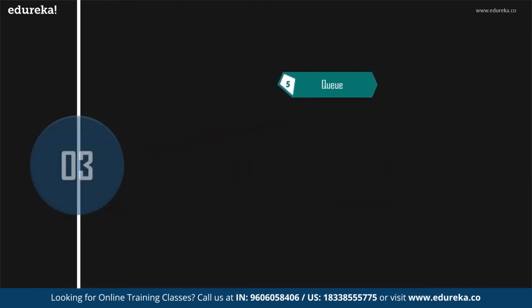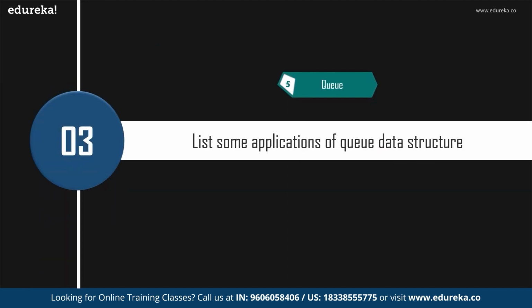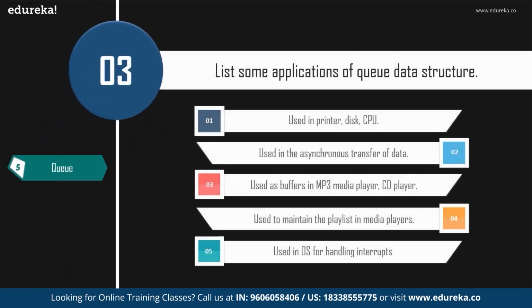The next question is, list some applications of queue data structure. The first one is that queues are widely used as a waiting list for a single shared resource like a printer, disk, or CPU. Apart from that, queues are used in the asynchronous transfer of data, where data is not being transferred at the same rate between two processes, for example, pipes, file I/O, or sockets.